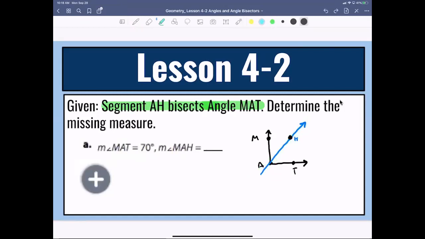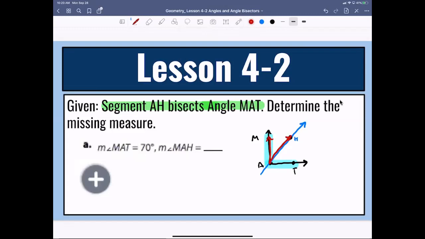Now it says MAT is equal to 70, right? So now it's asking us, what is MAH? It's asking us this part, right? So it's asking us, what is MAH? That's what I'm telling you. MAH.